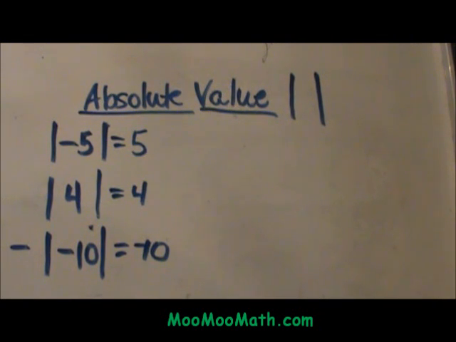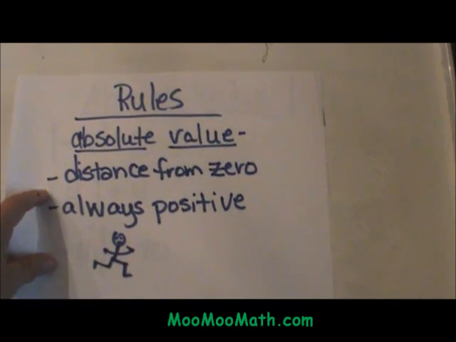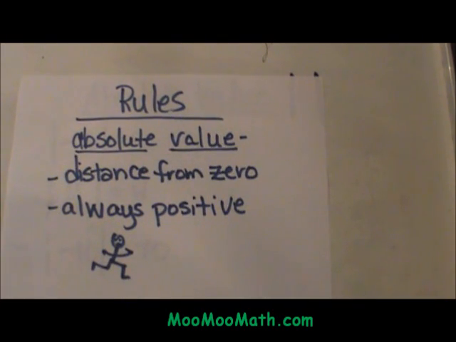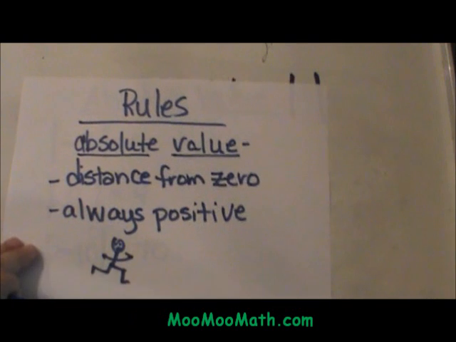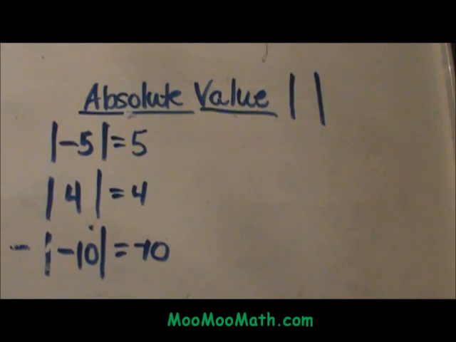Now let's go back and look at the rules, and then we'll come back and revisit these in slow-mo. Okay, what are the rules? Well, absolute value is actually a definition. It's the distance that number is from 0, and it's always positive. Think about a runner. I'm a runner, and you could never tell me I ran a negative distance. It's always positive. So let's go back and look at our three examples.